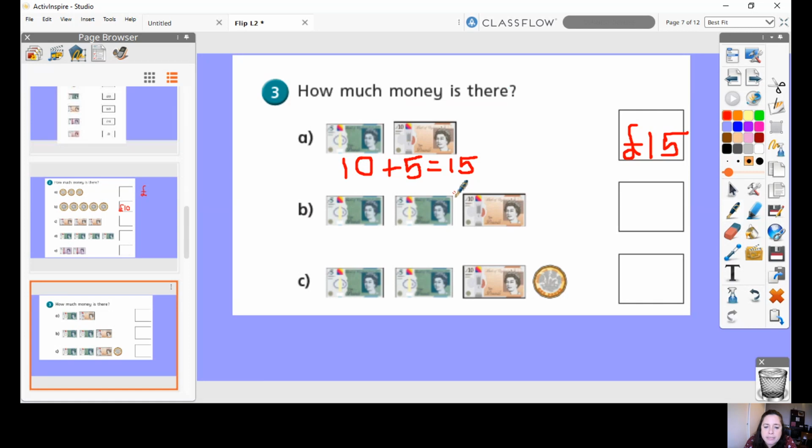Ooh, I think with this one you might want to group that 5 and that 5 together to make 10 to help you with that one. And I think you might want to do the same thing here. Group those two together to make 10. Then you've got a pound coin to add on there. Pause the video here and have a go at that one.